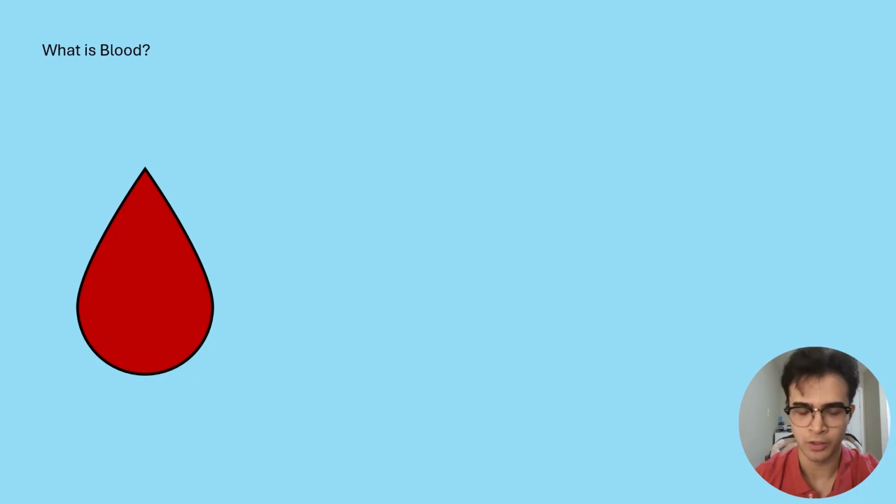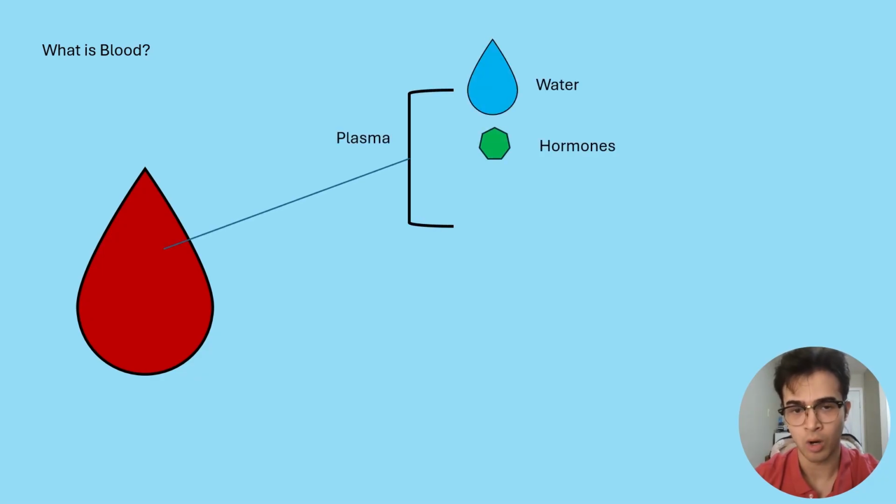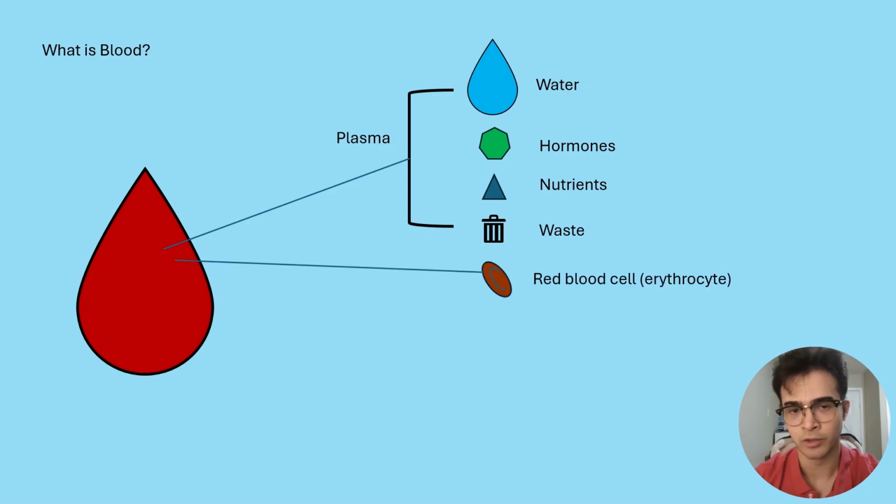When we're learning about the cardiovascular system, we should first know what blood is actually made out of. The first component is called plasma, and that consists of water, hormones, nutrients, and waste. There are also three cellular components of blood as well, and the first one are your erythrocytes or red blood cells. And these exchange oxygen and carbon dioxide with your body.